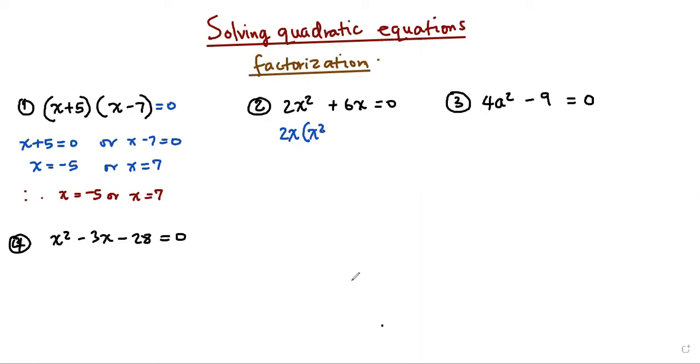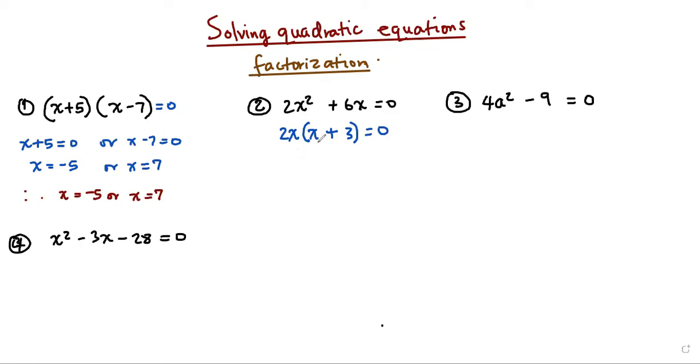So we have 2x into x, which will give you 2x squared, plus 6x divided by 2x, you'll get 3. So 2x times 3, you'll get 6x. Now we have factored it. So after it is factored, we are going to solve it.